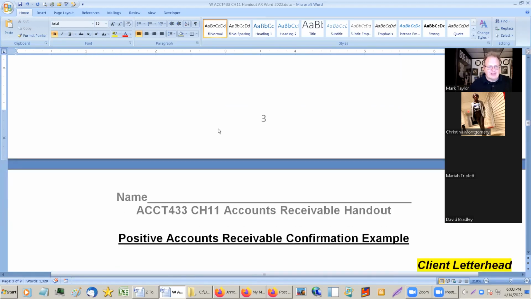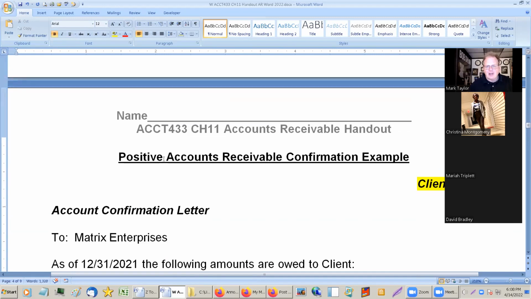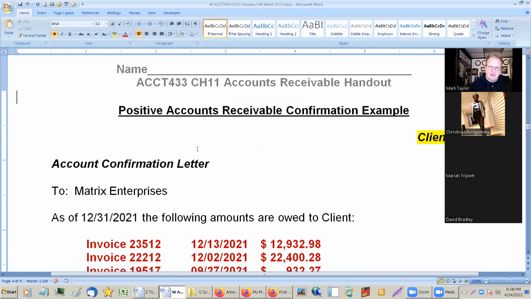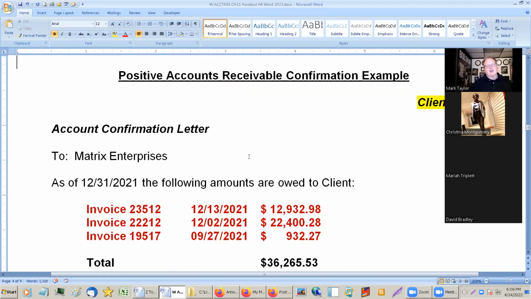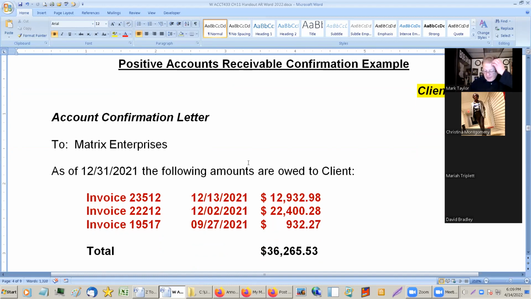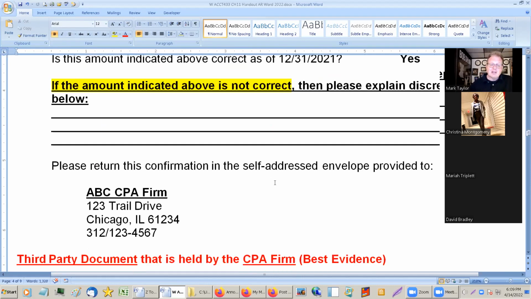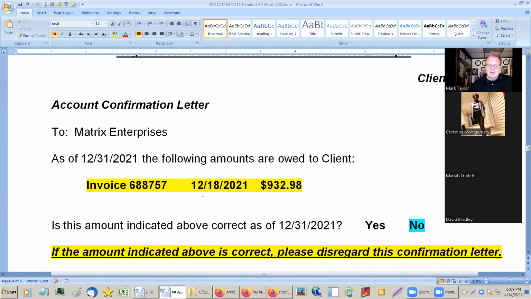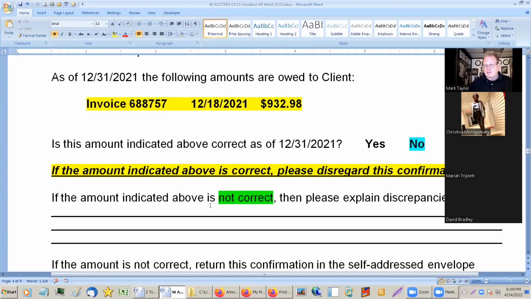So anyway, that's kind of rehashing it. Positive confirmations are better. You have to retrieve every confirmation, every confirmation has to be returned, and you have to chase them down. And the negative ones are cheaper, but they're not as good because they only send it back if there's a problem. And what you have the problem with that is you don't even know if the customer actually got it, or they got it and they rolled their eyes and threw it in the garbage can. You don't know.